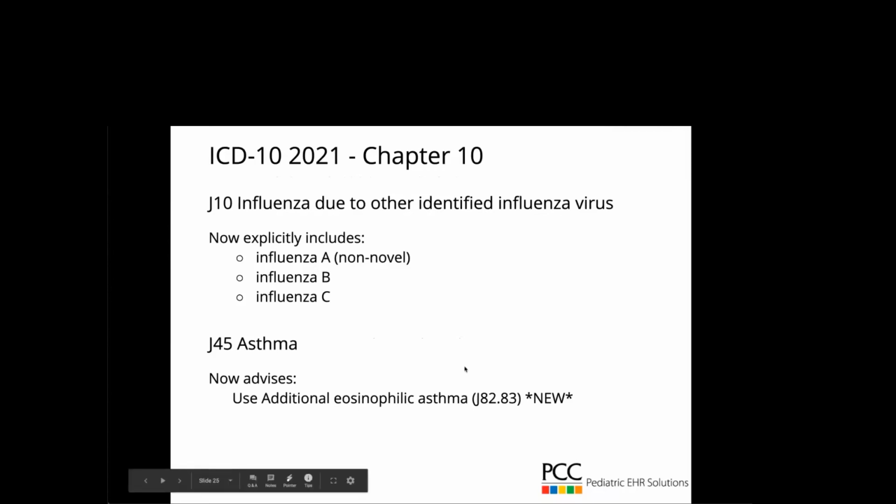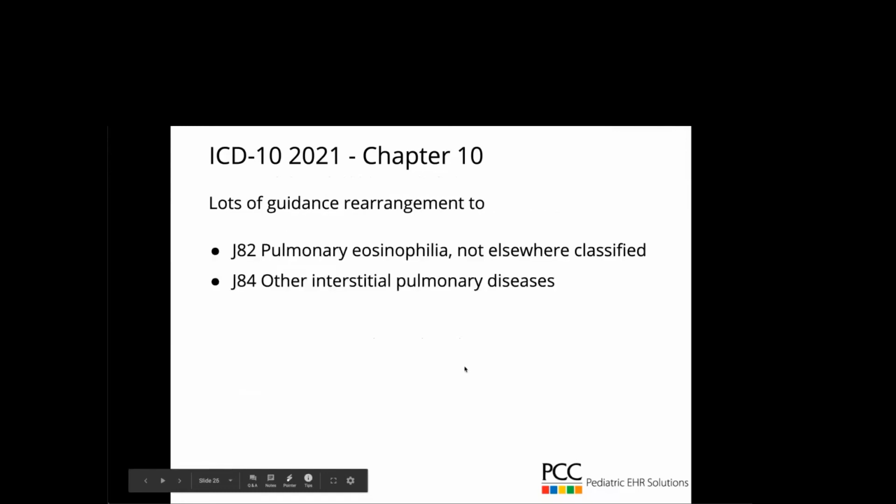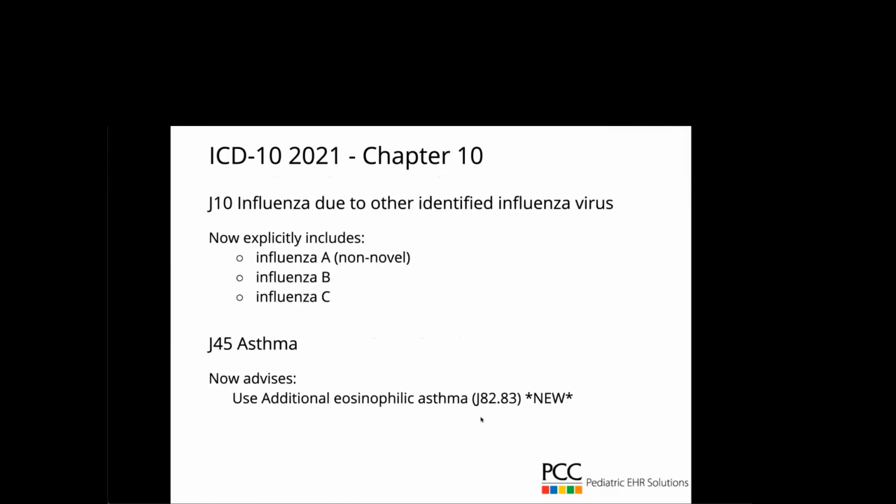The advice for asthma now advises the use of that J82.83 that I mentioned earlier, that new code. I'm sorry, I'm mixing up the eosinophilia codes. This is eosinophilic asthma, which is a new code this year, J82.83, that is included now in guidance for asthma J45. So plain old asthma should also use J82.83 when that's a factor.